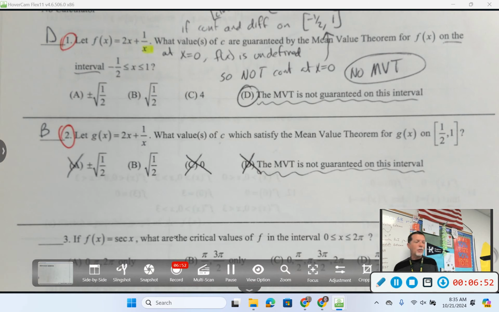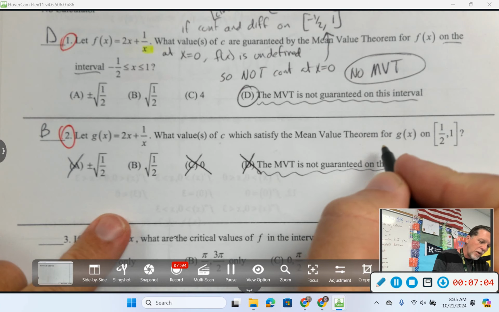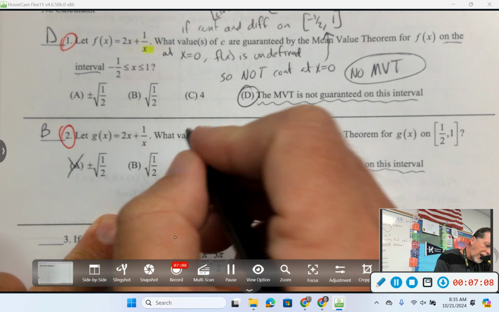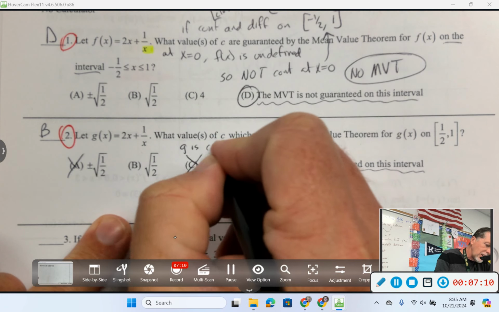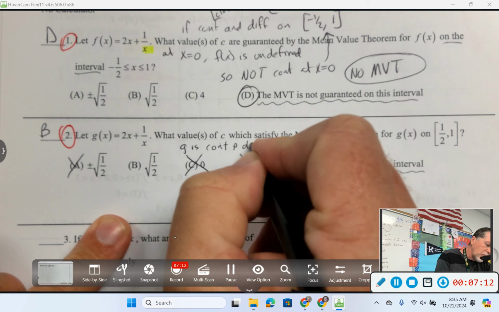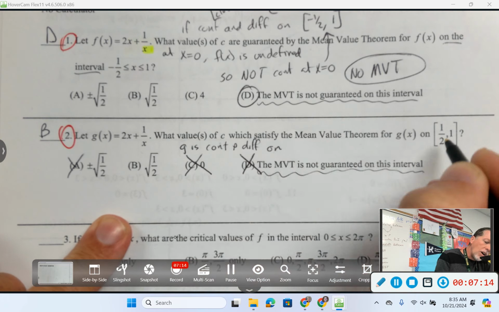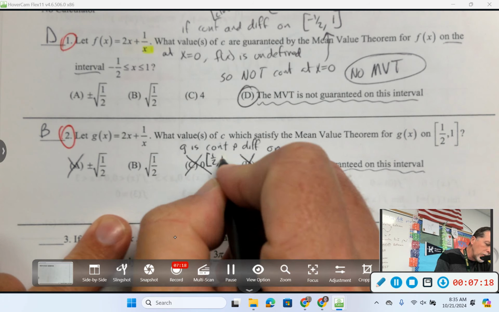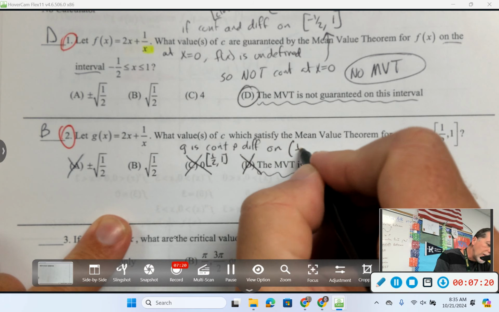But let's actually work this one to make sure that B is correct, because you wouldn't have to on the test. If that happened, then great, it's got to be B, move on. But for an open-ended, free response question, we would say that G is continuous and differentiable on that interval. Actually, I guess we'd have to separate this: continuous on the closed, differentiable on the open.